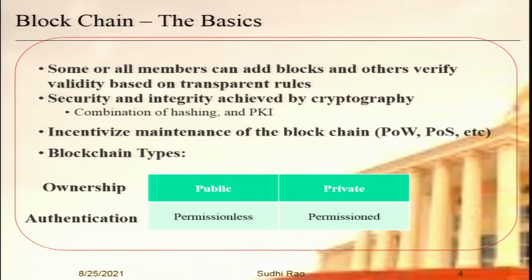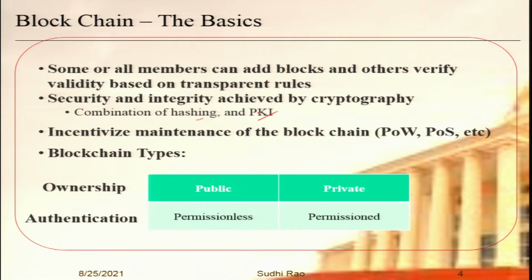Security and integrity are achieved by cryptography as always. It is a combination of hashing, symmetric encryption and asymmetric encryption. Remember PKI, public key infrastructure, where there are different keys, one to encrypt and one to decrypt. All the transactions are signed using digital signatures, which are a type of asymmetric encryption, whereas the blocks are linked using one way encryption called hashing.